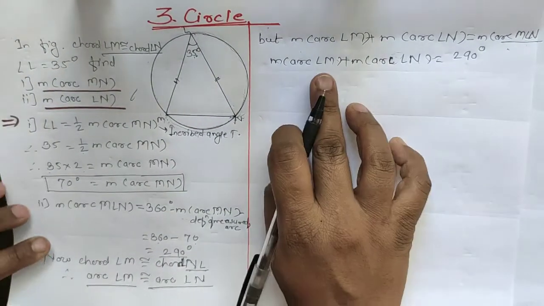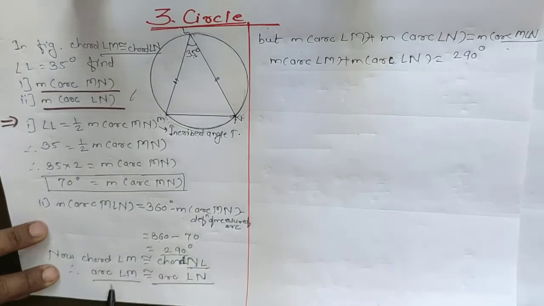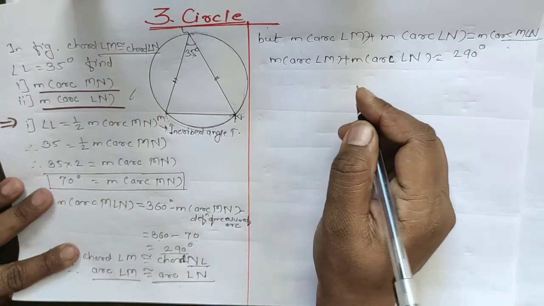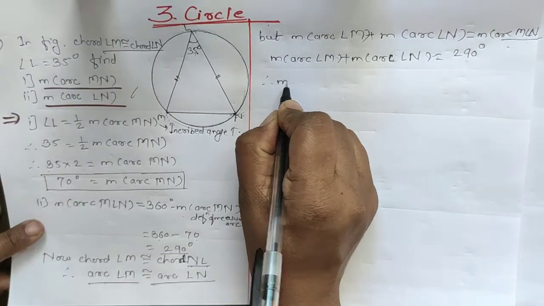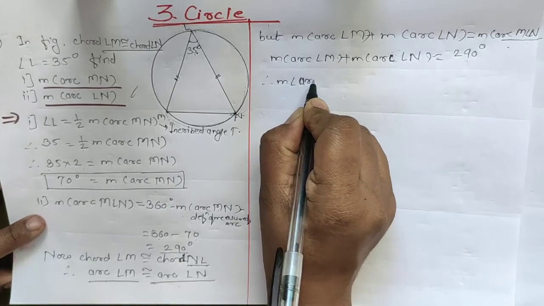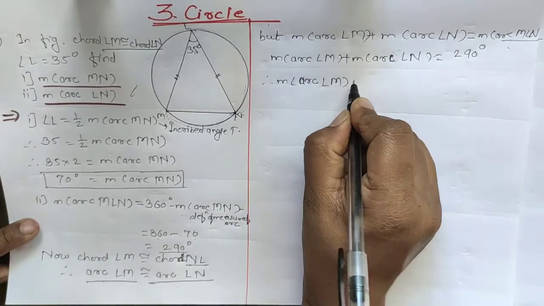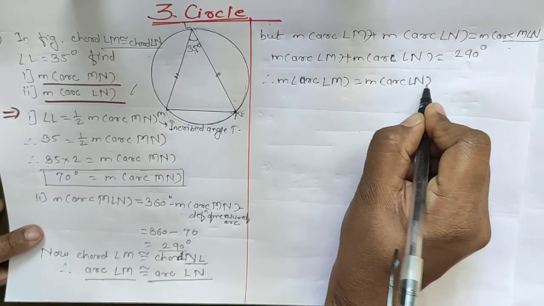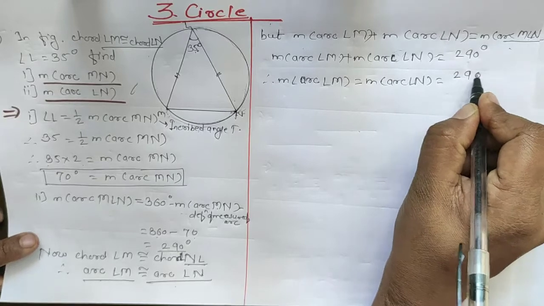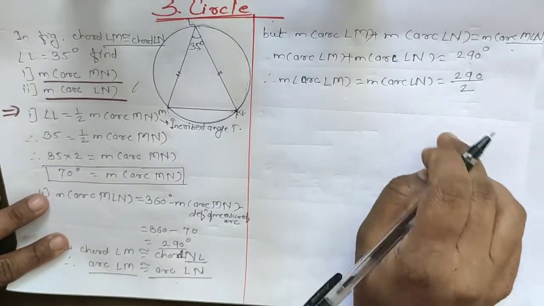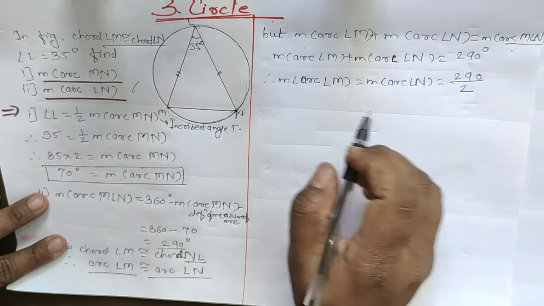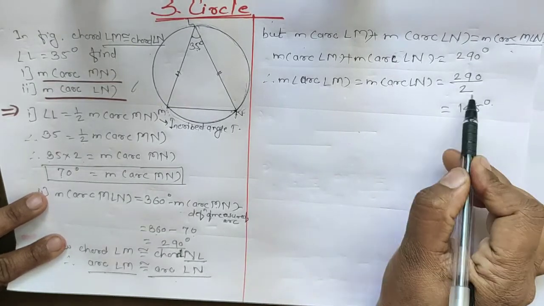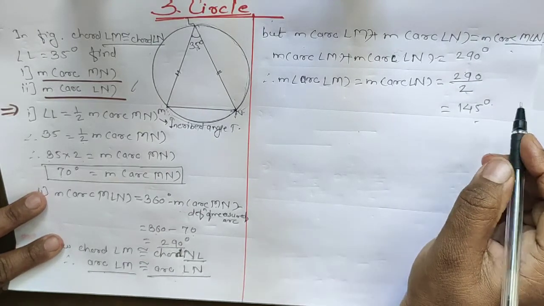Okay, now these two arcs are congruent to each other. You see it here, these two arcs are congruent to each other. So we can write here, therefore, measure of arc LM is equal to measure of arc LN is equal to 290 upon 2, and its answer is 145 degrees. Okay, if you divide this, you will get 1.45 degrees.